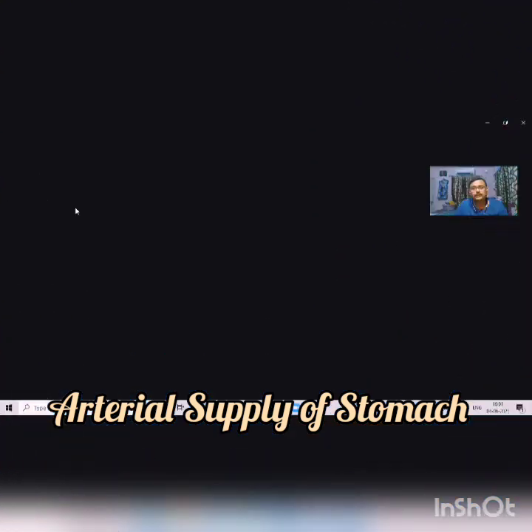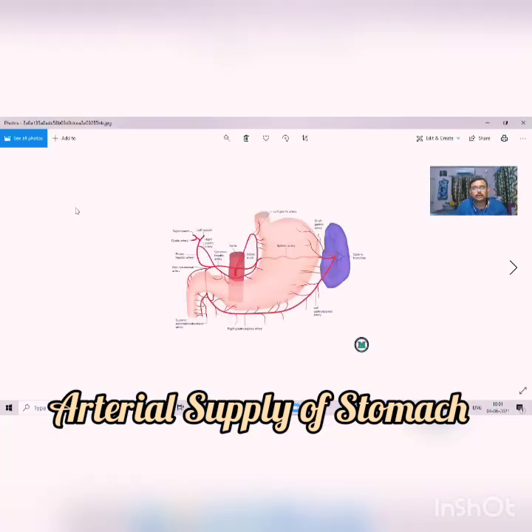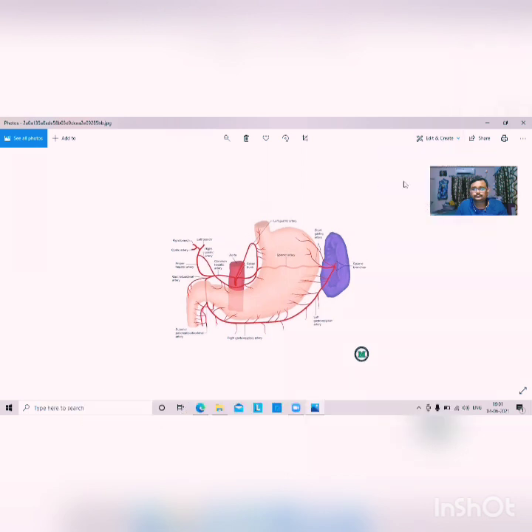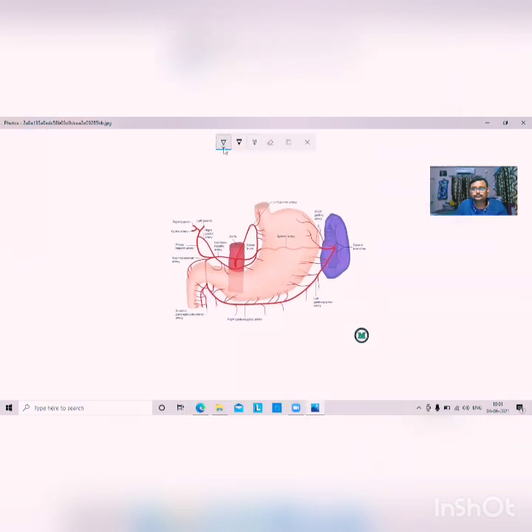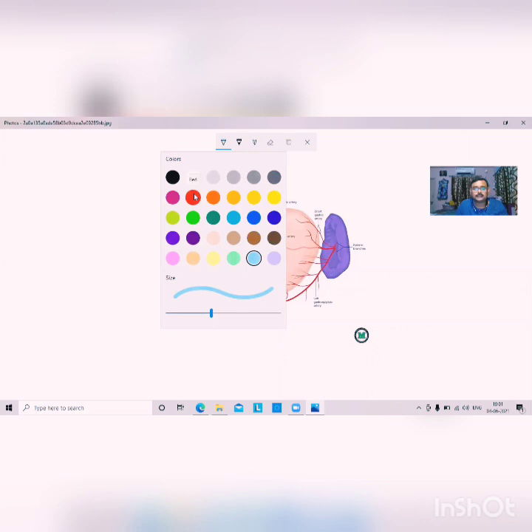Good morning, students. I am here to present you the third part of my discussion, that is the arterial supply of the stomach. So you can see the diagram of the stomach and its arterial supply.